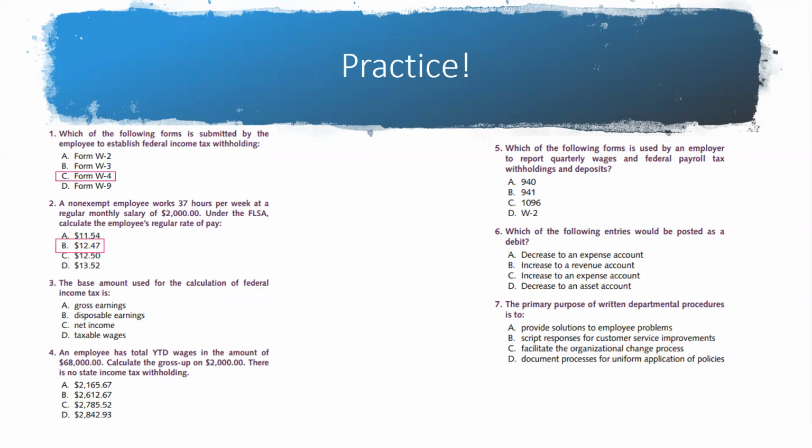It is B. Good job, Rebecca. Good job, Katie. What's the trick on that one? Anybody willing to share? Figure out those monthly hours. Correct, multiplying 37 by 52 divided by 12.